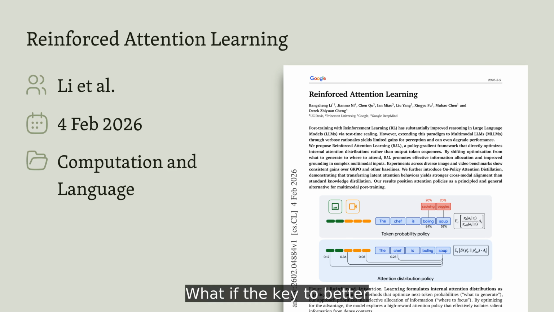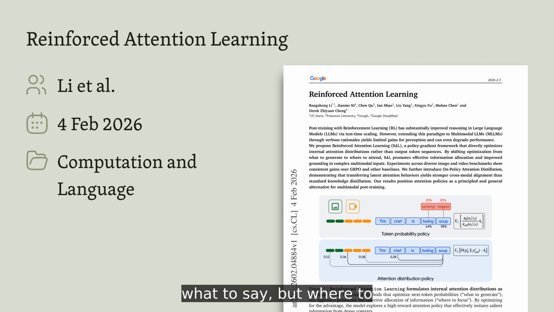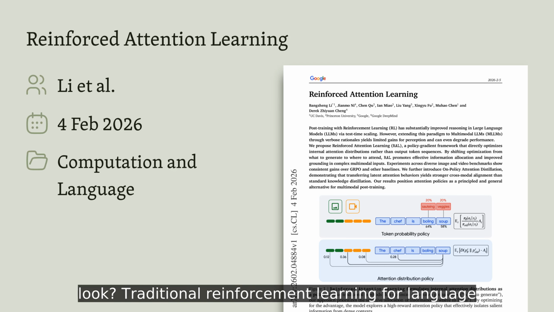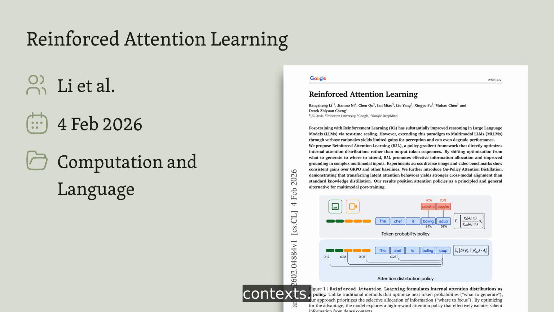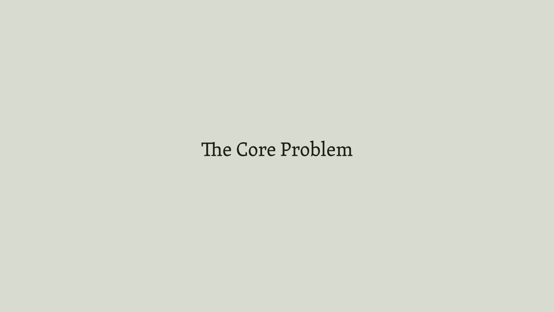What if the key to better multimodal reasoning isn't just teaching models what to say, but where to look? Traditional reinforcement learning for language models optimizes token generation, yet this approach shows limited gains when models must ground responses in complex visual contexts. Building on that observation, let's examine why conventional methods fall short.